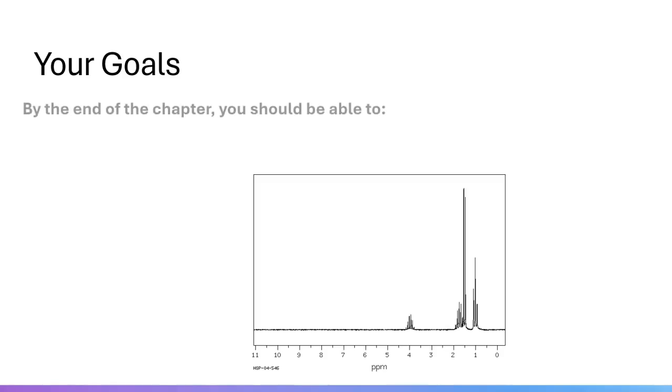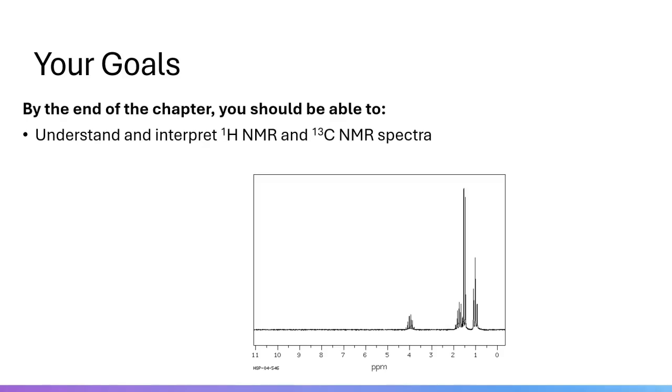Your goals. By the end of the chapter, you should be able to understand and interpret 1H NMR and carbon-13 NMR spectra, predict chemical shifts, predict splitting patterns.